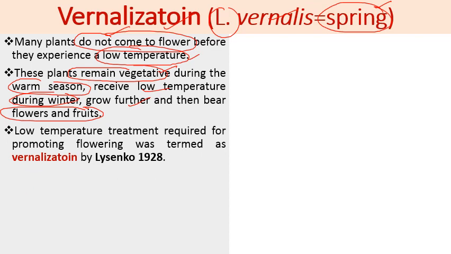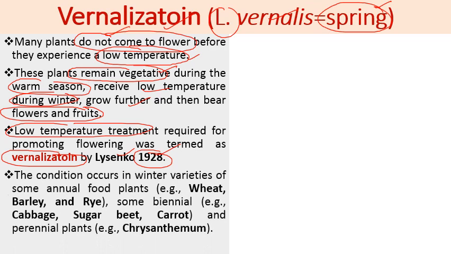The low temperature treatment required for promoting flowering was termed vernalization by a Russian physiologist named Lysenko in 1928. The condition occurs in various winter varieties of some annual food plants, like wheat, barley and rye, and some biennial plants. Biennial plants are those plants which require two successive seasons to complete their life cycle. In the first season they grow vegetatively, and in the second season they produce flowers and seeds.